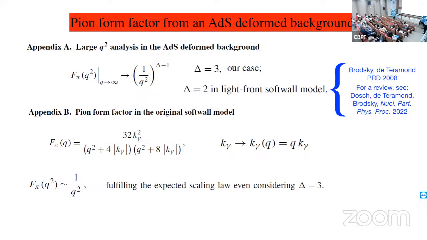Okay. Yeah, to be fair, Brodsky and de Téramond actually show that these holographic models can be interpreted or improved in a light-front description, as he was explaining. I have read some of these works. In this case, they found this delta equals 2, but I don't know the details. This is very interesting because they have found many results in this light-front approach, which is a kind of improvement of the soft-wall model, right?